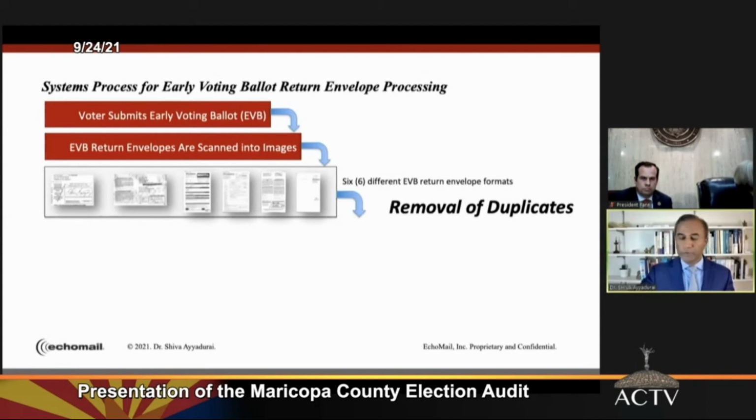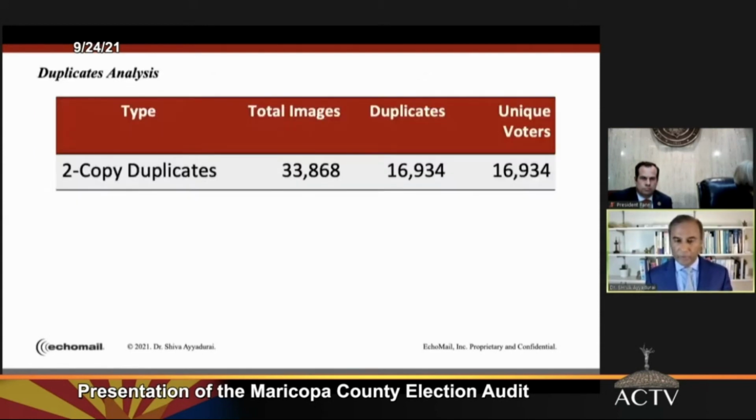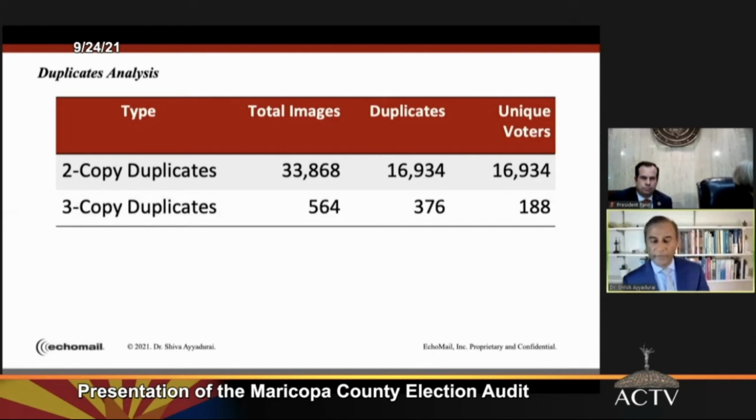So we had to remove duplicates. Out of those set, there were duplicates. These were the duplicates. We found about 16,934 voters who had submitted 16,934 two-copy duplicates, which means each of those voters submitted 2 ballots, 2 early voting ballot return envelopes. Interestingly enough, we also found another 188 unique voters who had submitted 376 duplicates.